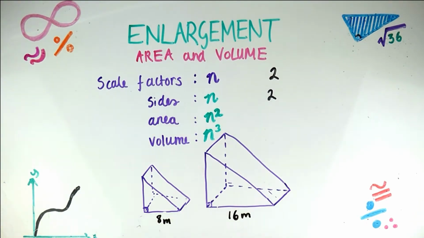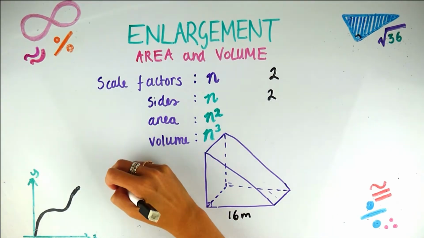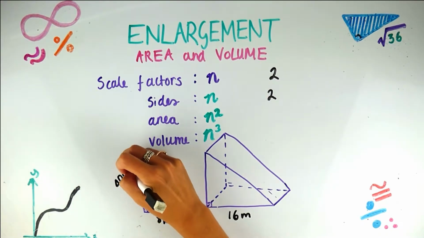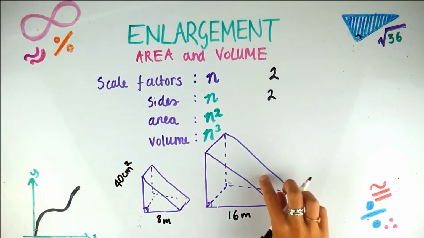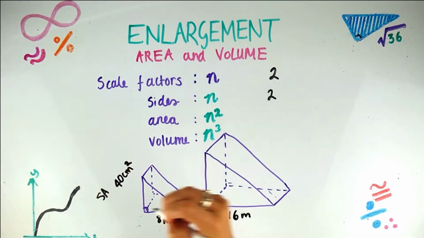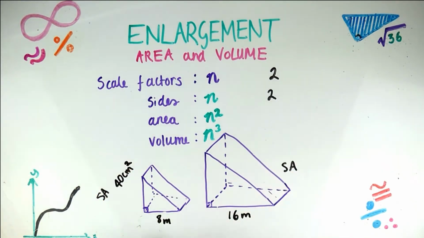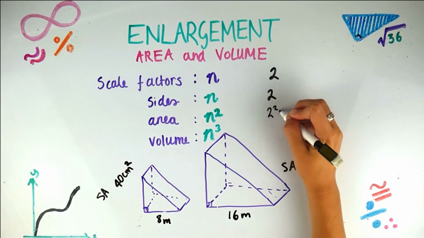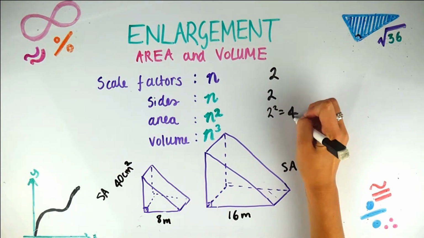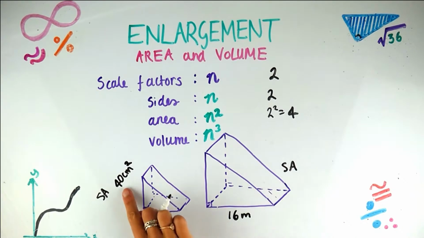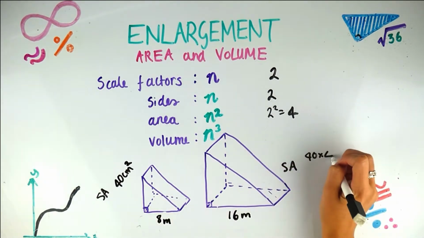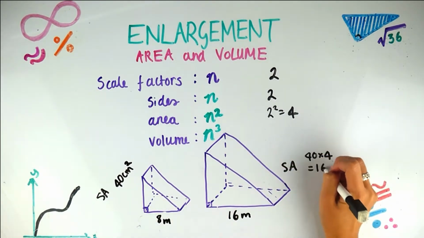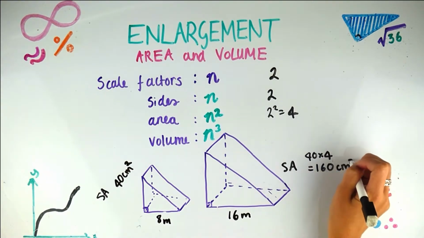However, if I told you the surface area of this shape was 40 centimetres squared, what would be the surface area, SA, of the larger shape? I can't just multiply it by the scale factor now, I have to multiply it by the scale factor squared, so 2 squared, which is 4. So my new scale factor is 4. So I would take 40 and multiply it by 4, which gives me 160 centimetres squared.